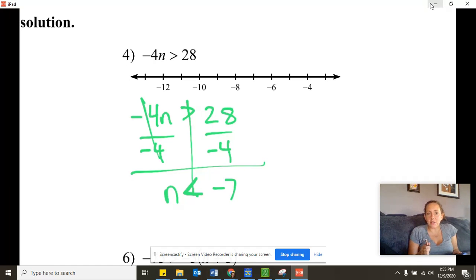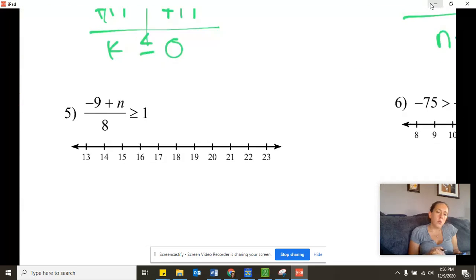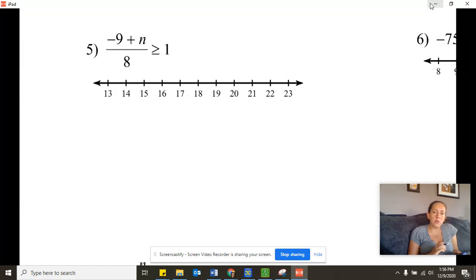That does not apply just for multiplying and dividing. It is only when you multiply or divide by a negative. So because there's no line under it, I'm going to put an open circle at -7. And since all of the n's are smaller, I'm going to go to the left. Oh, I like coloring in the arrows.